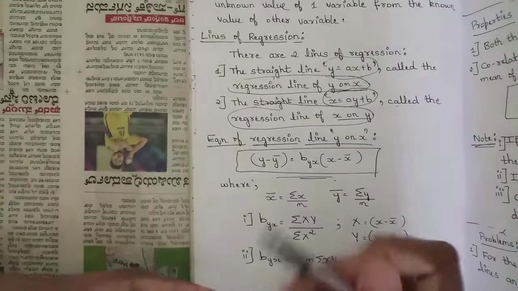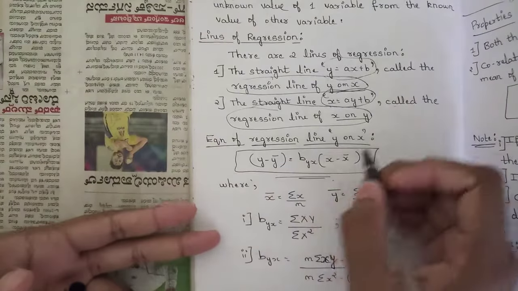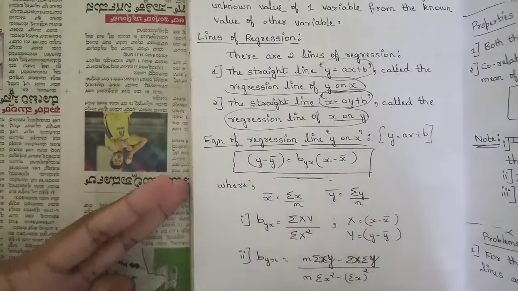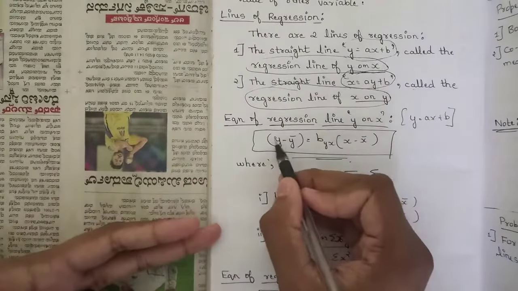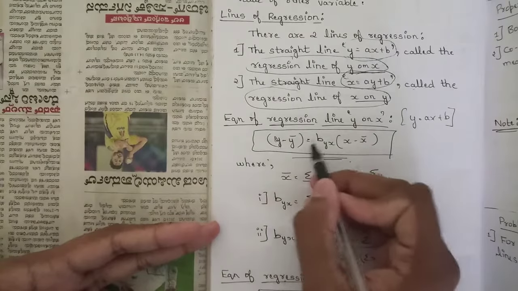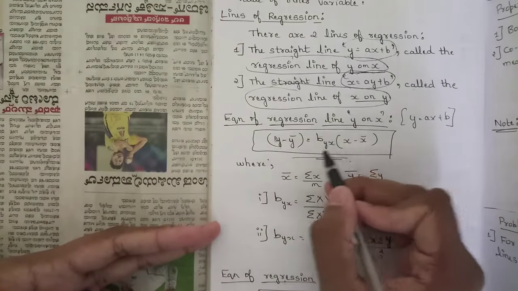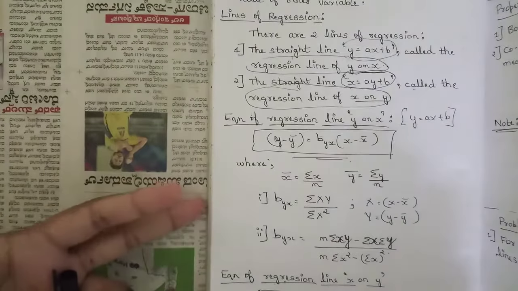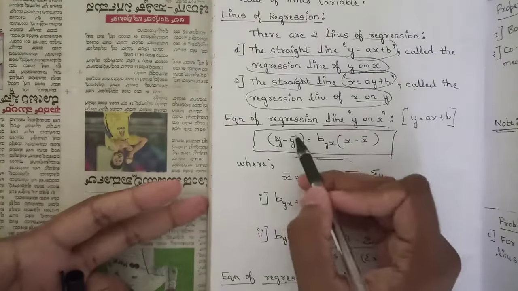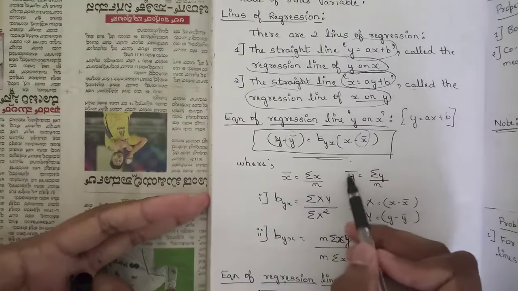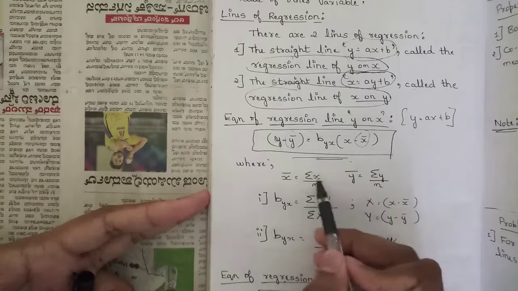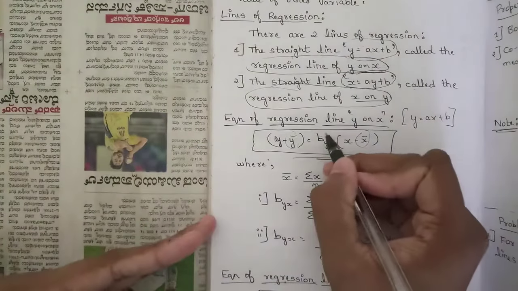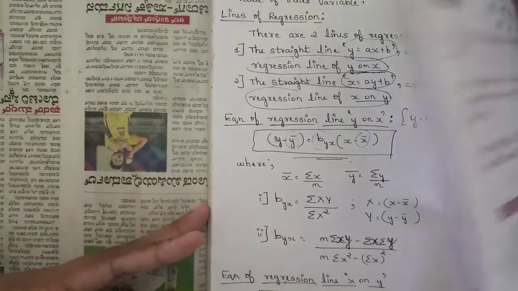We have certain equations here. The equation of the regression line y on x, that is y is equal to ax plus b, is generally given as y minus y bar is equal to b suffix yx into x minus x bar. Here x bar is given as summation of x by n, and y bar is given as summation of y by n. Now you would be wondering, what is this b suffix yx?